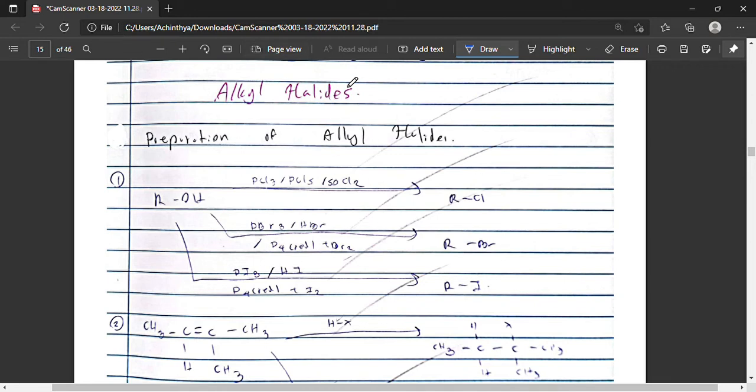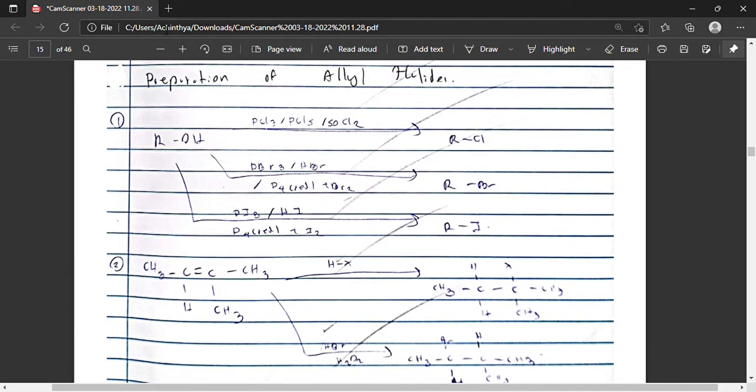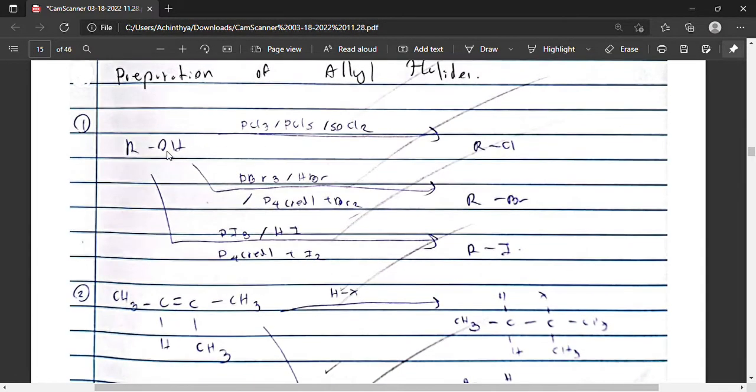Let's talk about the chemistry of alkyl halides. First, we'll talk about how to prepare alkyl halides. We can do so by taking an alcohol and using these reagents. We can convert it into their respective alkyl chloride, bromide, and iodide.